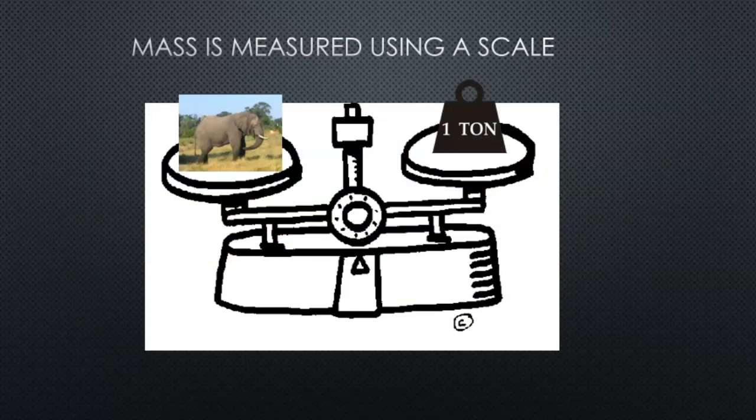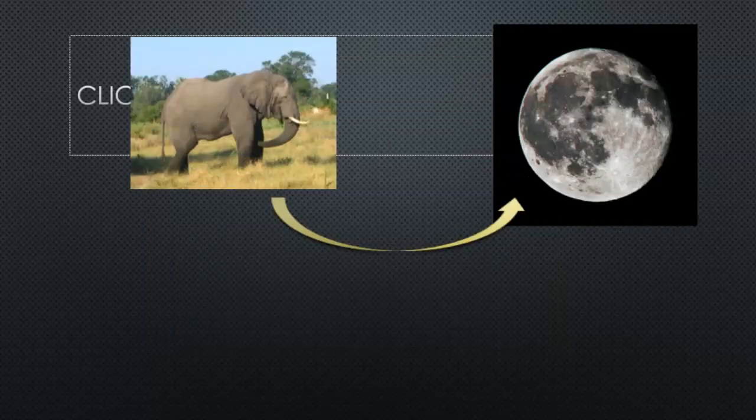Mass is measured using a scale, but as we're going to talk about in a minute, that's not to be confused with weight. Mass has to do with how many atoms are in something. So if an elephant goes to the moon, he will still have the same number of atoms that he had before, but he will not weigh the same. And that's kind of what we're going to be talking about.